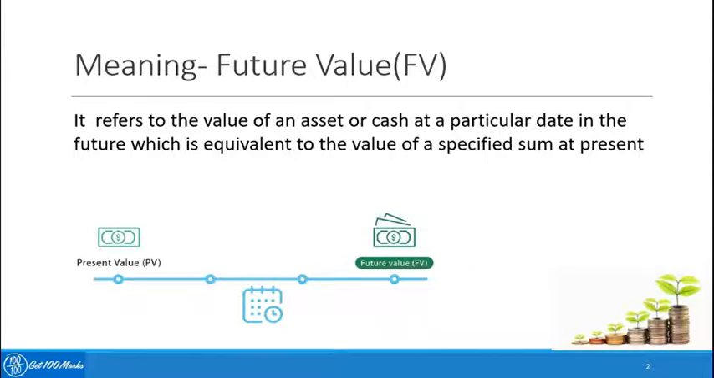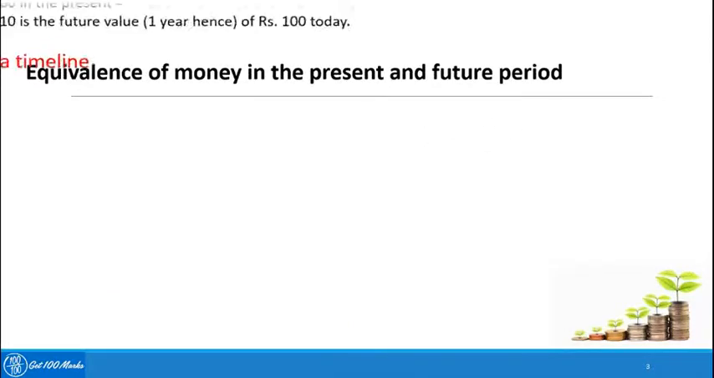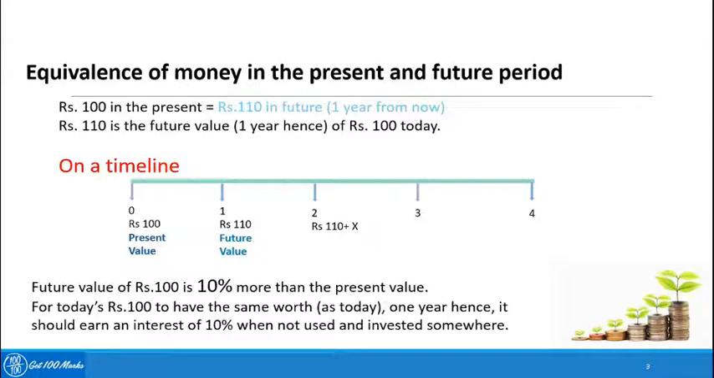Now, to illustrate this further, let's look at this timeline. On this timeline, I have projected rupees 100 in the present period and rupees 110 in the future period. For the sake of simplicity, the future period here is just one period hence the present period. So what we are trying to say here is that rupees 110 is the future value of rupees 100 today, but the worth of 110 after one period is equal to the worth of rupees 100 today.